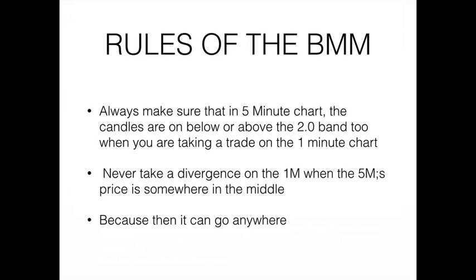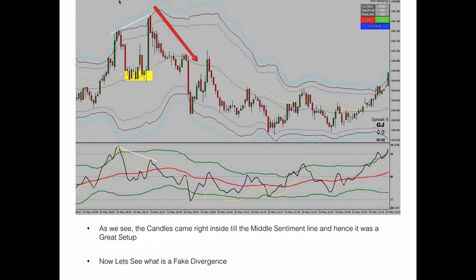Okay, never take a divergence on the 1 minute when the 5 minute price is somewhere in the middle. So that is what you need to pay attention to. What I mean by that is, let's pretend this is a 5 minute chart, and you're seeing a similar divergence setup on a 1 minute chart. What you have to do is make sure the candles are somewhere here. I mean, on 2.0, 2.5, 2.3, somewhere here, not in the middle.